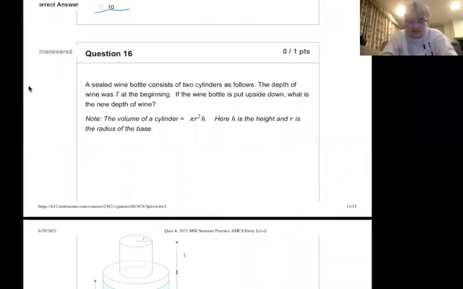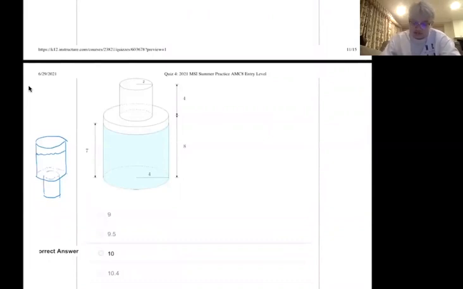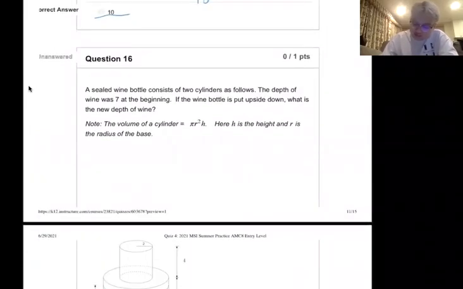Question 16. A sealed wine bottle consists of 2 cylinders as follows. The depth of wine was 7 at the beginning. If the wine bottle is put upside down, what is the new depth of wine? Note, the volume of a cylinder is pi r squared h, where h is the height and r is the radius of the base. So just to review the formula, pi r squared is the area of the base, and times height, it will give us the volume.